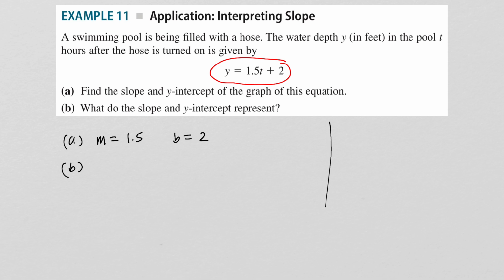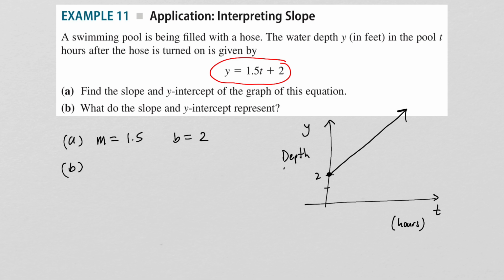Well, if you think about this as a graph, y equals 2 is going to be that point right there on the y-axis. And then the slope, 1.5, is going to give this line a certain amount of steepness. So this is your t-axis down here. This is your y-axis up here. t is time in hours, and y is depth in feet. Okay? So what's happening is, as time goes by, the depth is getting more and more, right? The depth is increasing. This is because more water is going into the pool, so it's deeper.